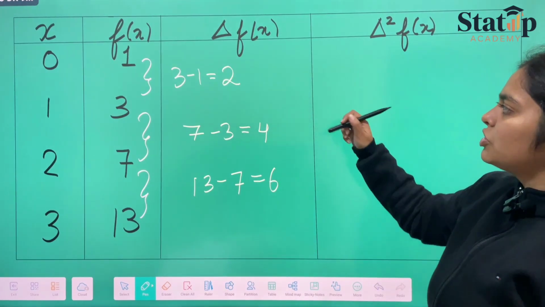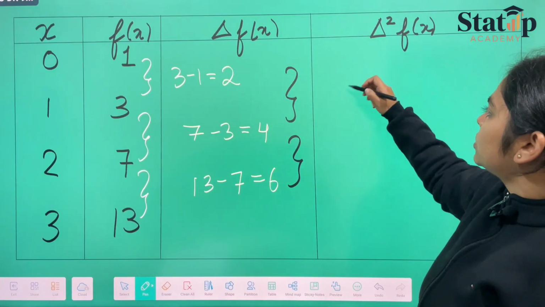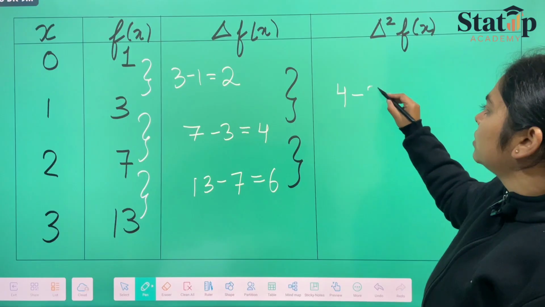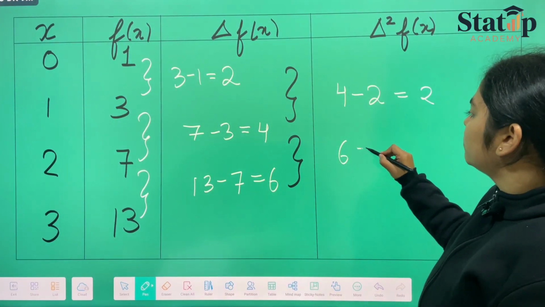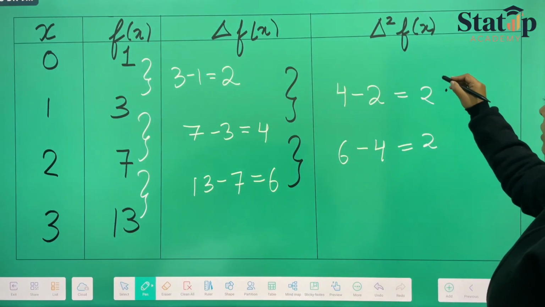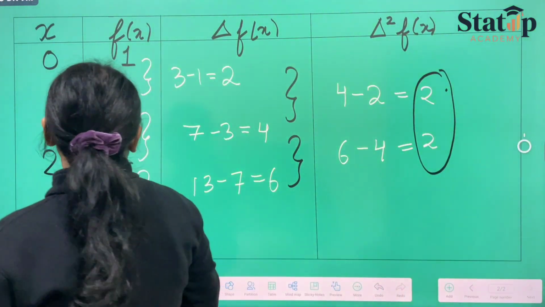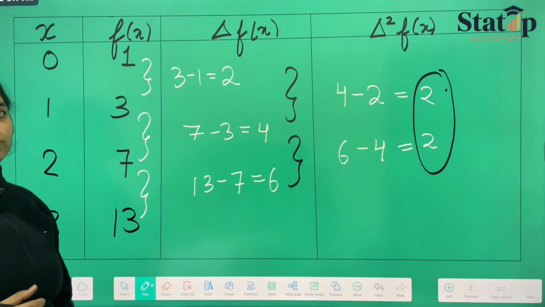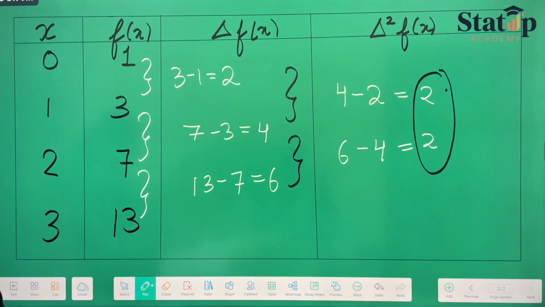Now we have to take differences of these for the square value. So 4 minus 2, in between both of them, is nothing but 2. 6 minus 4, in between them, will be 2. Now as you can see, these differences are coming out constant, 2, 2, and even if it continued like that, the next difference of power 2 would be 2, because this is a polynomial of degree 2 only.